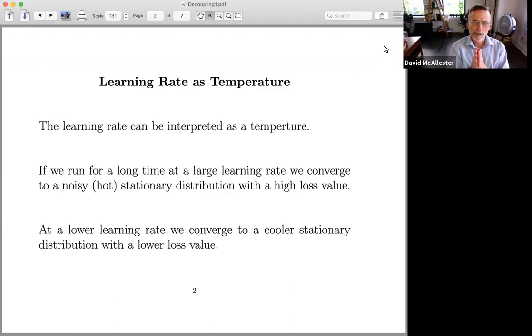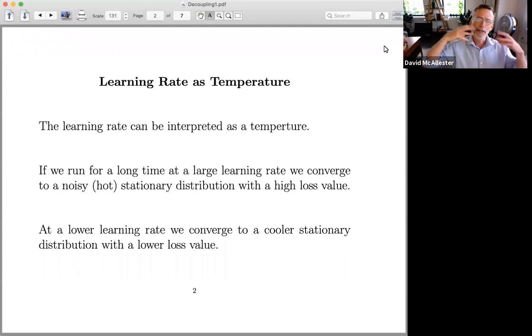So let's think about the learning rate as temperature. The idea is that at a large learning rate, we're taking bigger steps in parameter space. And these big steps will take us away from an optimal solution, even if we land there. And the bigger the steps we take, the more random this motion is.